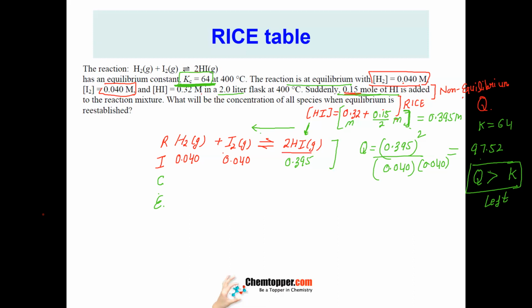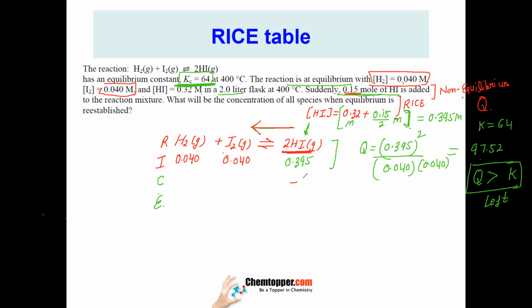Ashwin, Arya, left. Okay. It will shift to the left. Q is greater than K. You added an extra amount of the product. So many hints are there in the question. It's a real AP question. So if it is shifting to the left, what is the change? It's a very different question. The change is this will decrease. This will decrease, right? Shifting to the left.